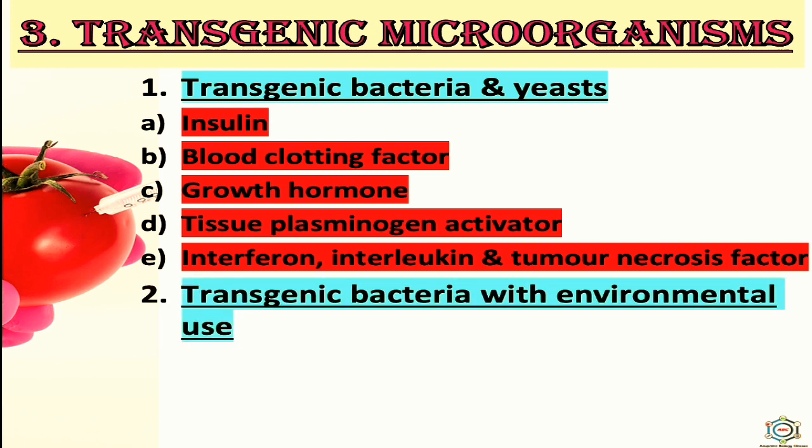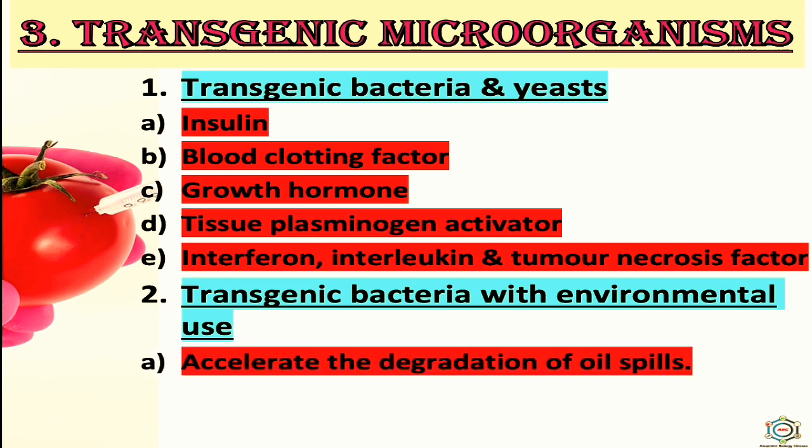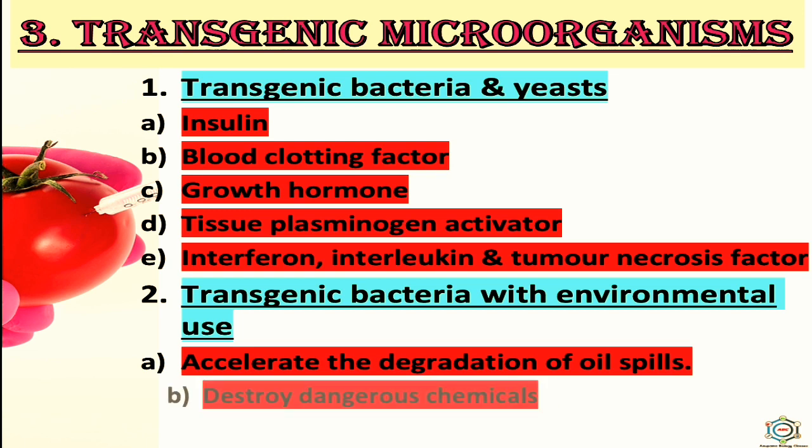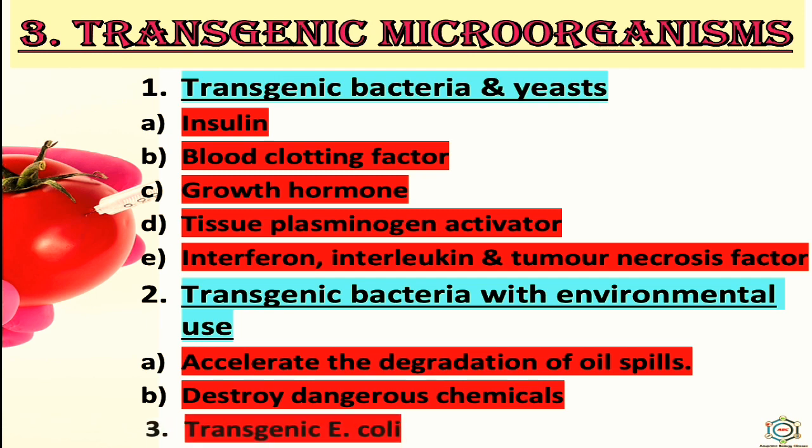Now, transgenic bacteria with environmental use. Genes have been introduced into bacteria to create bacterial strains having environmentally important uses. Such bacterial strains accelerate the degradation of oil spills and destroy dangerous chemicals. And transgenic E. coli: here you can see the engineered E. coli that produce bovine growth hormone. This hormone, when injected into cows, raises milk production as well as beef output.